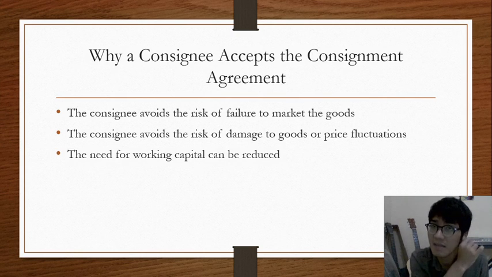Why does a consignee accept the consignment agreement? The consignee avoids the risk of failure to market the goods, and also avoids the risk of damage to goods or price fluctuation, and the need for working capital can be reduced.